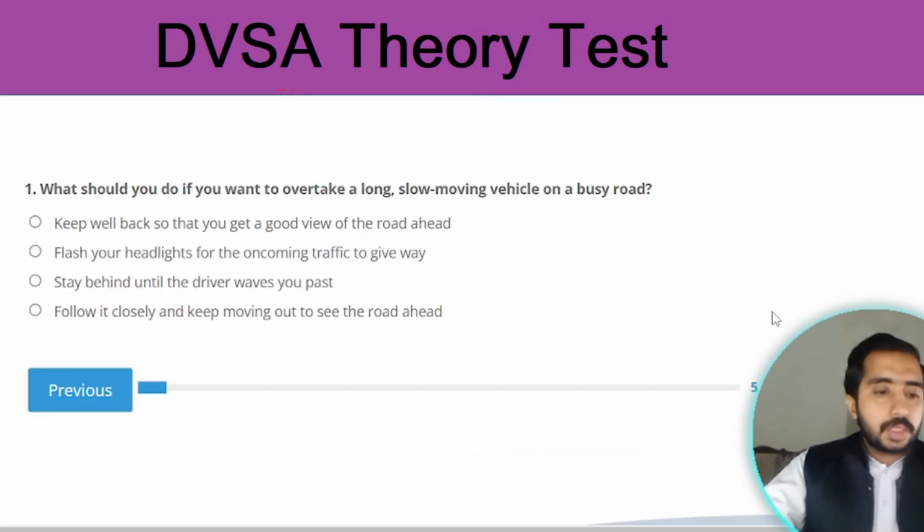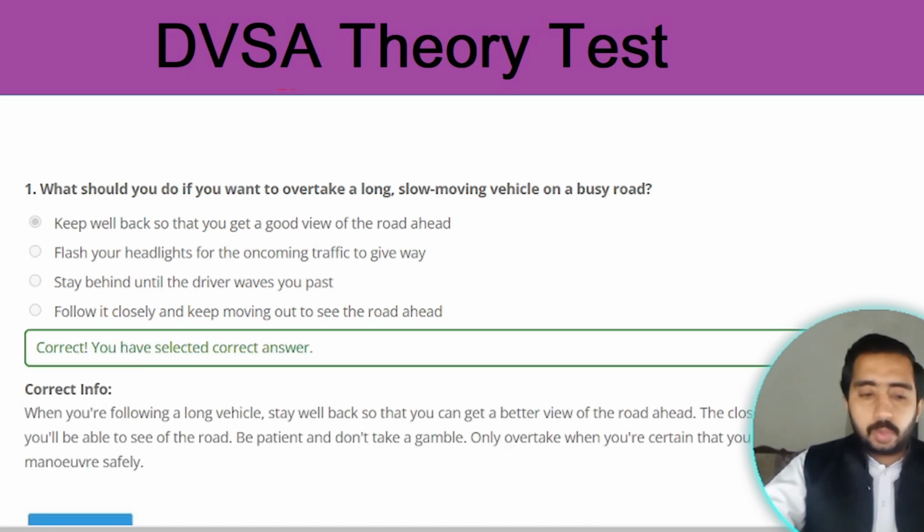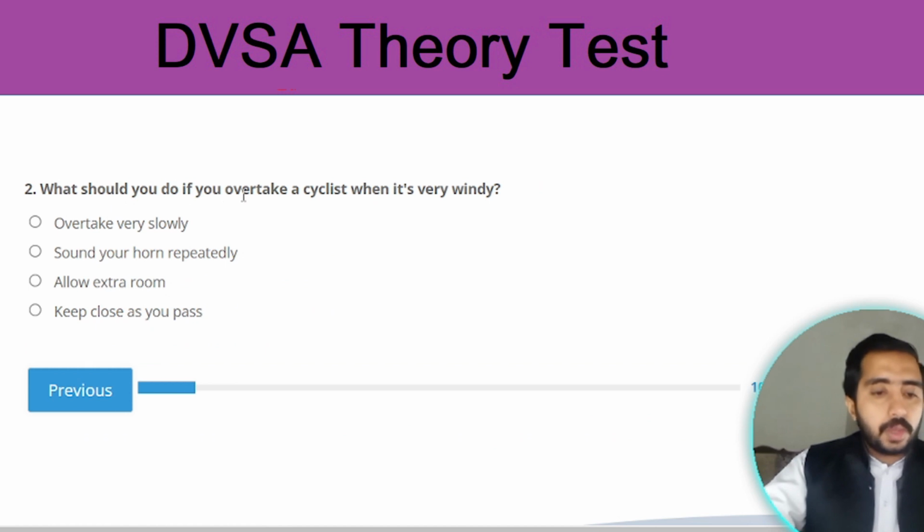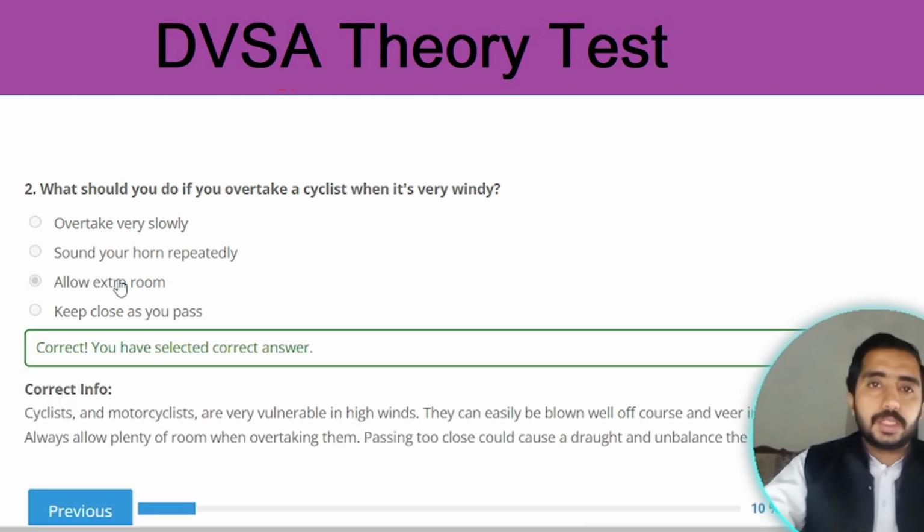So our first question is, what should you do if you want to overtake a long slow moving vehicle on a busy road? And the correct answer is option A. Next one, question number 2. What should you do if you overtake a cyclist when the weather is very windy? The correct answer is allow extra room. Option C is the correct option.